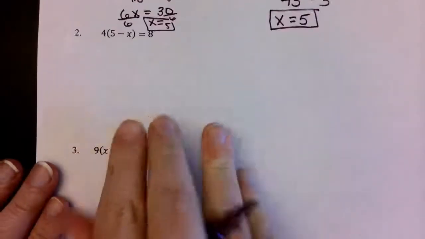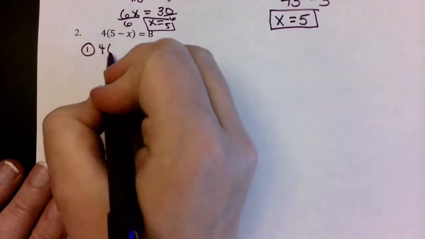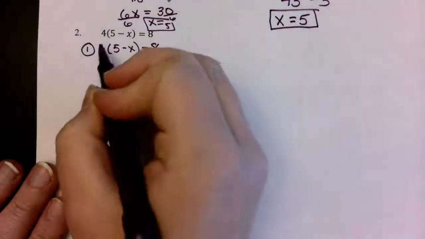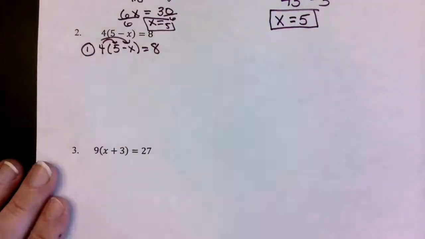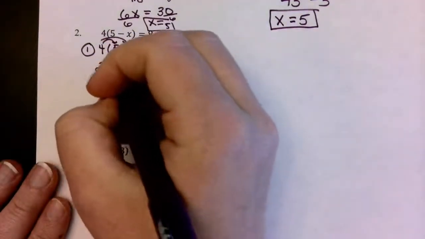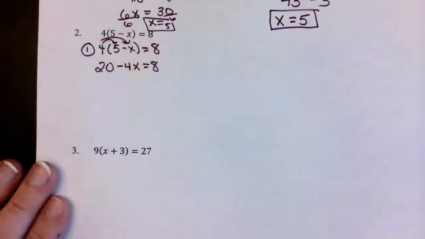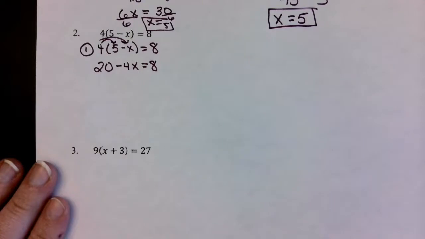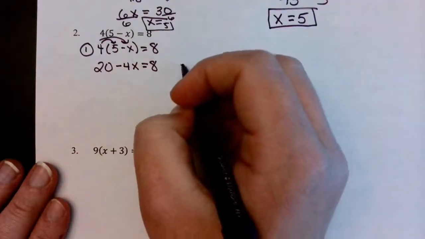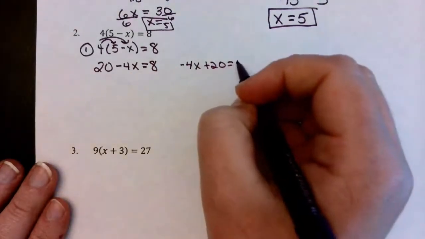All right, let's jump to number 2. Let's do the distributive property first. So I'm just going to rewrite it just so I don't mess up the actual equation. I'm going to multiply 4 into both items. Do not forget that. 4 times 5 is 20. 4 times the negative x is negative 4x equals 8. This is just like one from our last video. You can either leave it like this or switch it to say negative 4x plus 20, since that's a positive 20, equals 8.